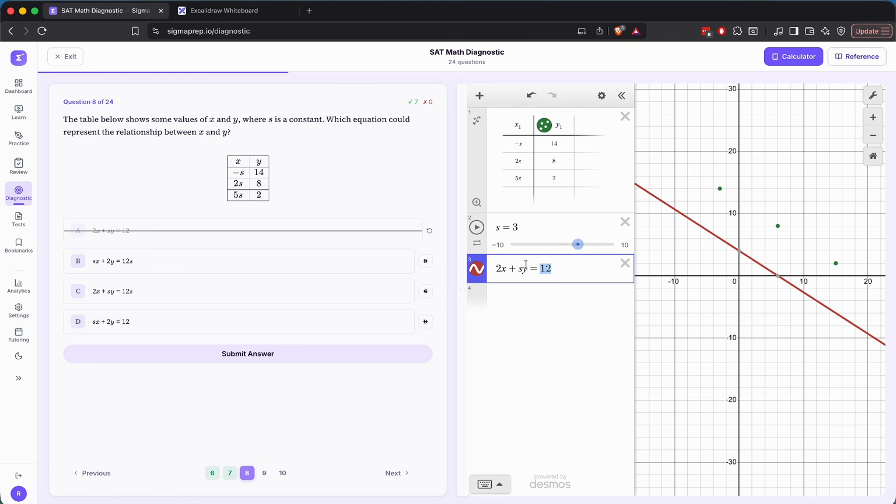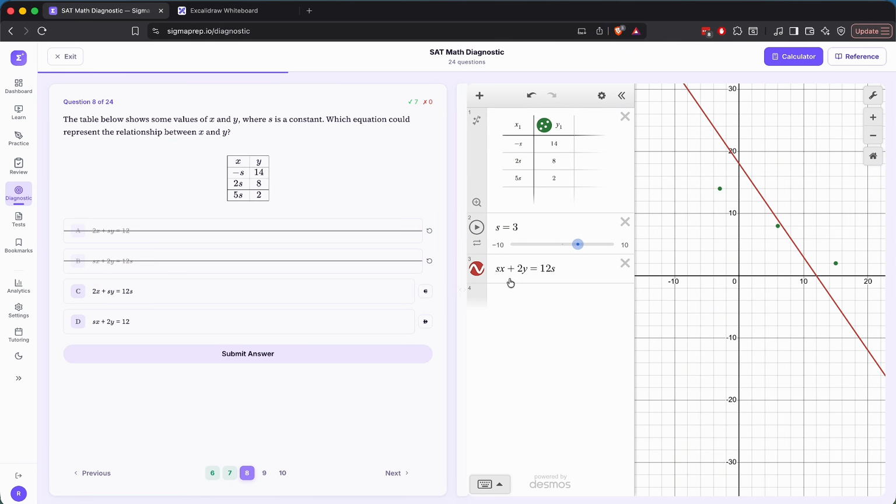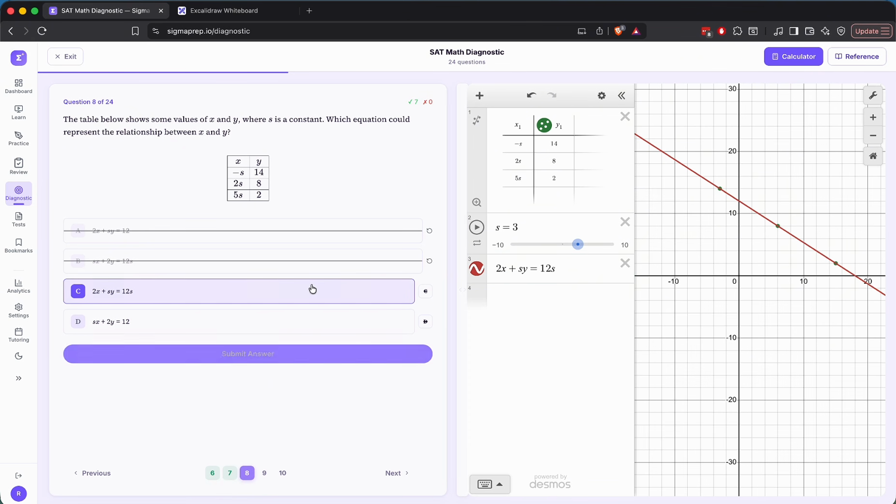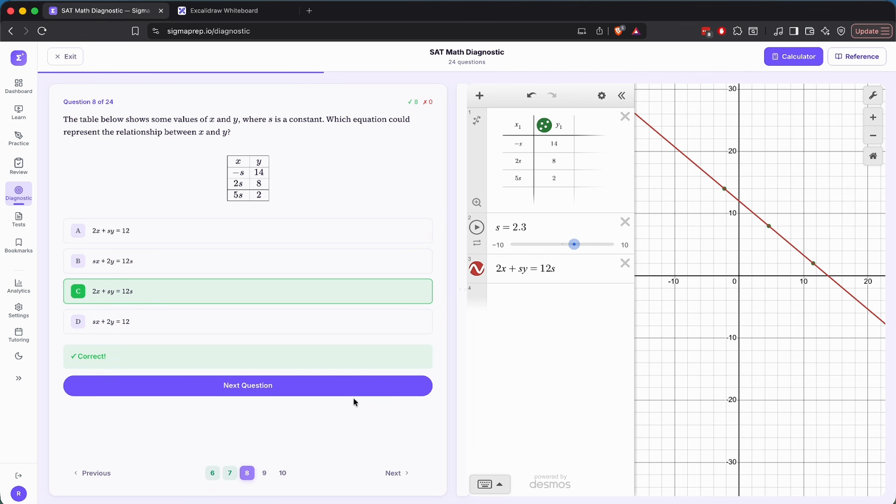So next one, Sx plus 2y equals 12s. That doesn't go through them. That's not it. Next one, 2x plus sy equals 12s. That's it. You see, it goes through all the points. That's my correct answer. I can change the value of s, and the points are always on the line.